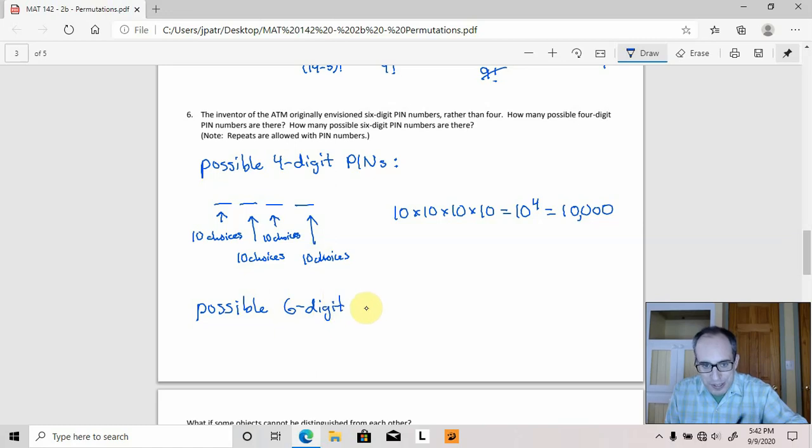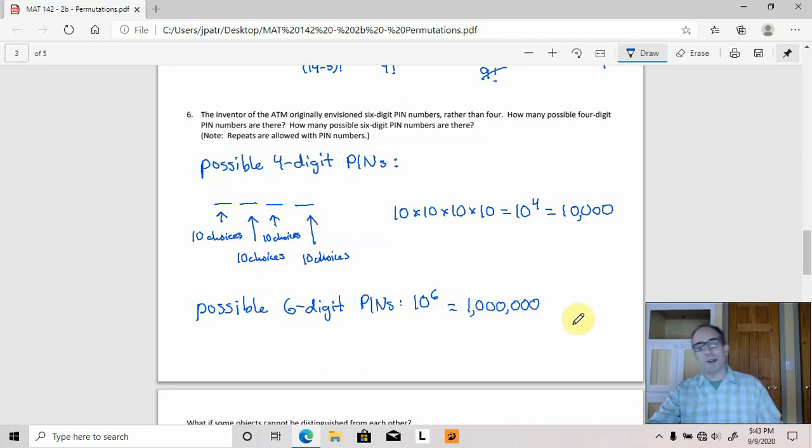But for possible 6-digit PINs, you would have 10 to the 6th power, right? Because now you would have 6 digits that you'd have to fill in, but there are 10 options each time. So it's 10 times 10 times 10 times 10 times 10 times 10. So that's going to be a 1 followed by 6 zeros if you write it out without scientific notation or without an exponent. And you end up with 1 million, right?